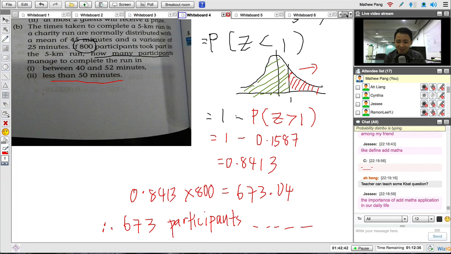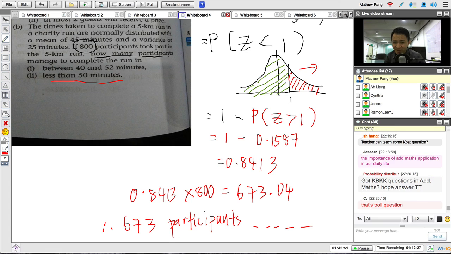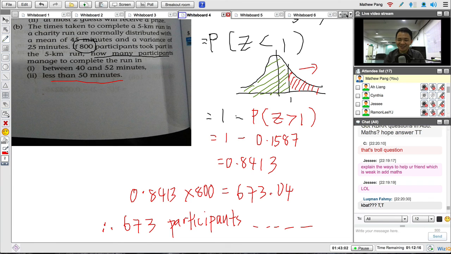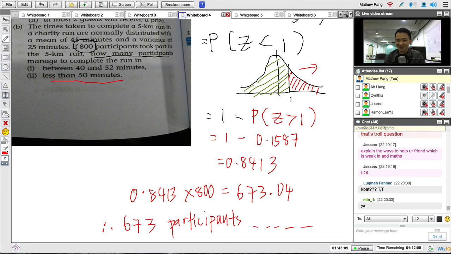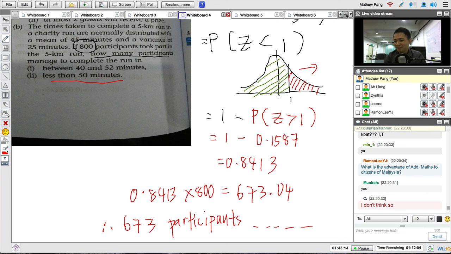Like define MX. Teachers can teach some questions on the importance of MX application in our life. There's the KBQ in the MX. That's a troll question. I think you're trying to say it's a hot question, isn't it? The higher order thinking skill question. Maybe.